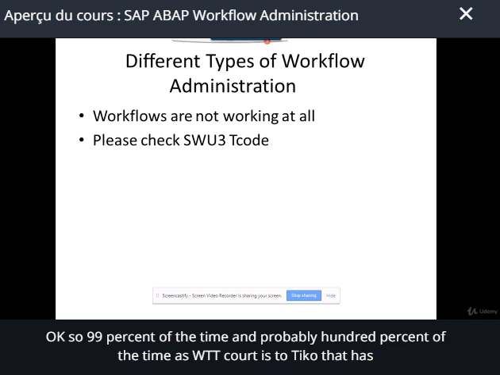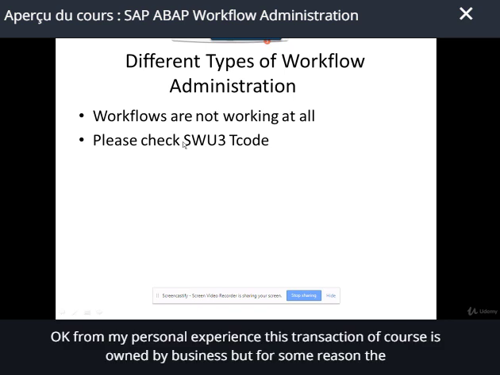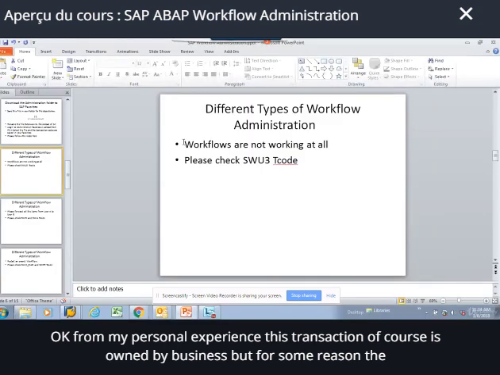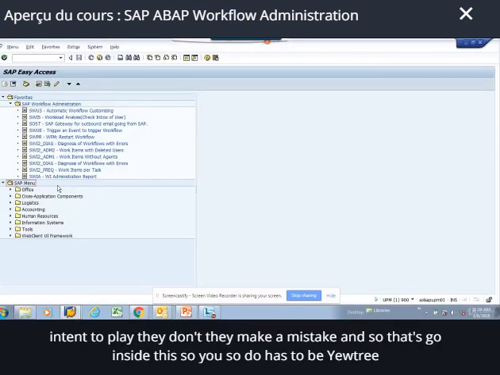Okay, so 99% of the time, and probably 100% of the time, the SW3 T code is the T code that has been messed up. From my personal experience, this transaction code is owned by basis, but for some reason they tend to play with it or they make a mistake. And so let's go inside this transaction code.